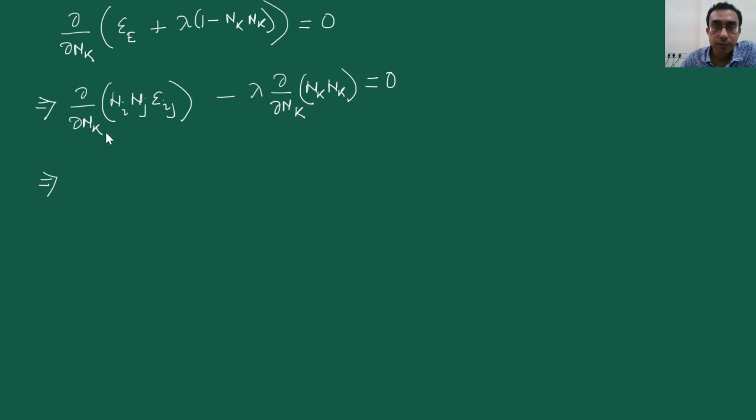You think for a moment, should it not be equal to 0? The epsilon ij by itself does not depend on the unit vector. Sure, epsilon e depends on the unit vector, but the epsilon ij is just the state of strain at a particular point. So that has nothing to do with the unit vector that you are choosing to look at. So the derivative of the epsilon ij with respect to the unit vector is equal to 0.